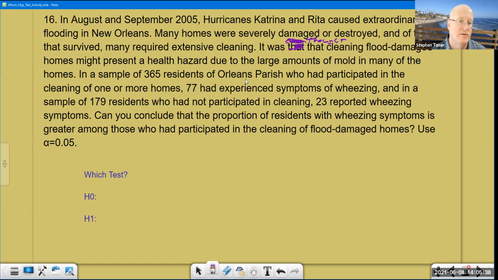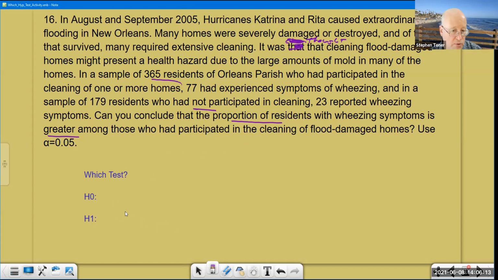So here we go. In a sample of 365 residents of Orleans Parish who had participated in the cleaning of 1 or more homes, 77 had experienced symptoms of wheezing. So that's 77 out of 365. And in a sample of 179 residents who had not participated in cleaning, 23 reported wheezing symptoms. Can you conclude that the proportion of those with wheezing symptoms is greater among those who participated in the cleaning?